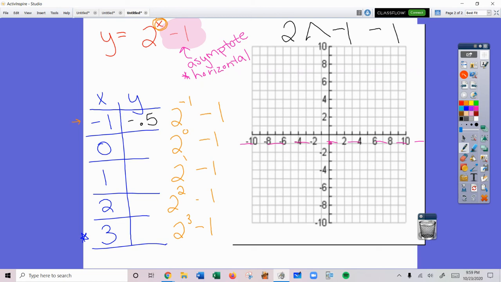Okay, then we're going to plug in 0. So we'll do 2 up caret 0 - 1. And what do we get out? We should get out 0.